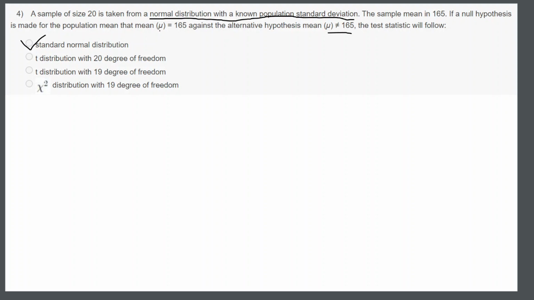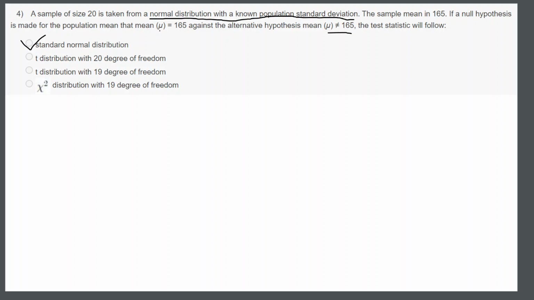So we can go with the standard normal distribution. If we don't know it, then we can go with the t distribution with n minus 1 degrees of freedom. Here n is 20, so n minus 1 degrees of freedom is 19 degrees of freedom. The chi-square distribution can be taken if you are comparing the standard deviation.